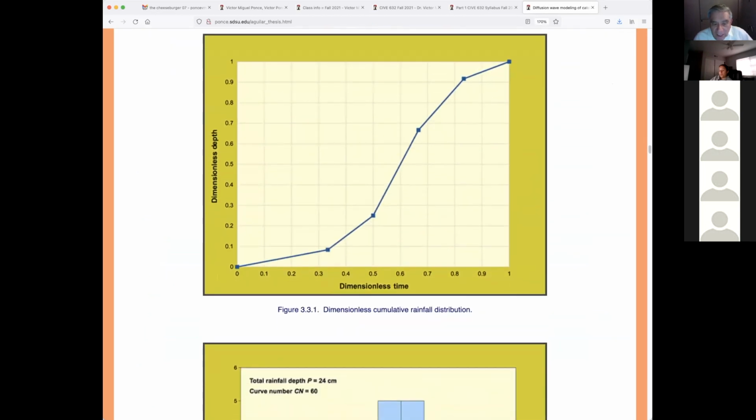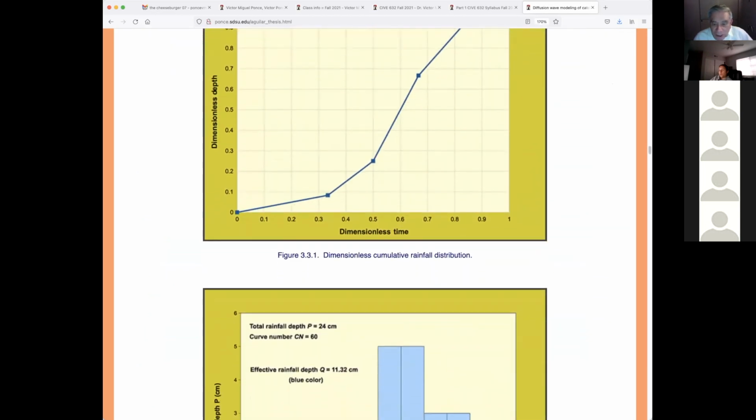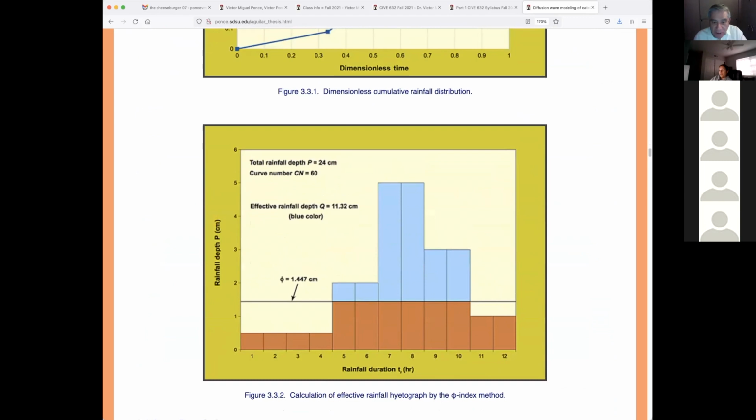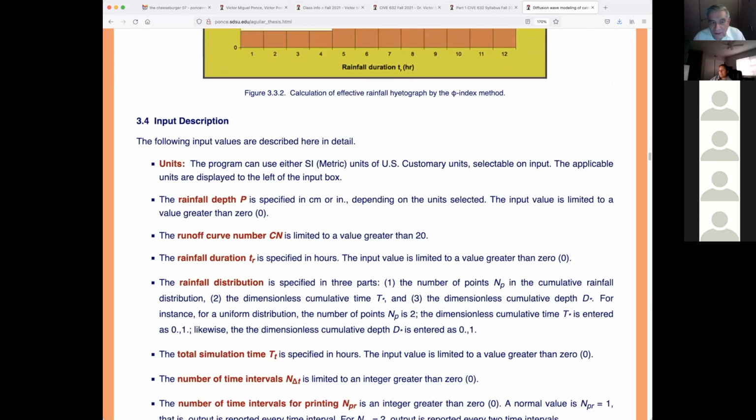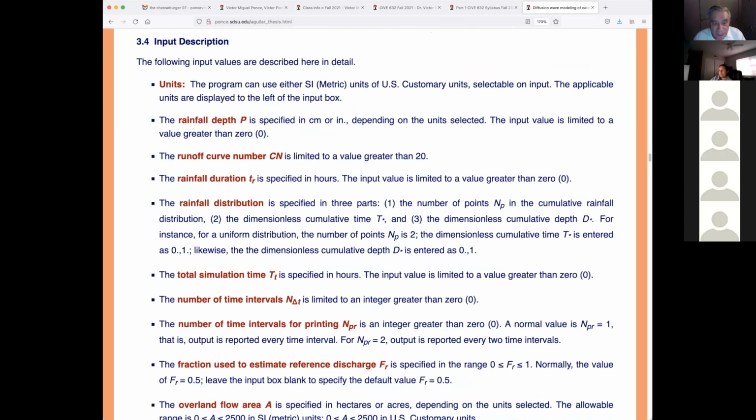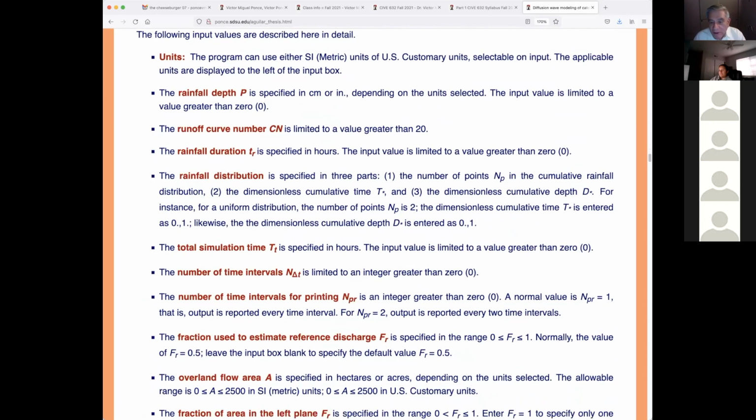And then we have to do the dimensionless precipitation. You can have a precipitation like this, or like other. You can have one that starts high, then gets low, then high. There's all kinds of variability in the distribution of precipitation. I'm not going to get into that. Input, and we'll get to the input later on.